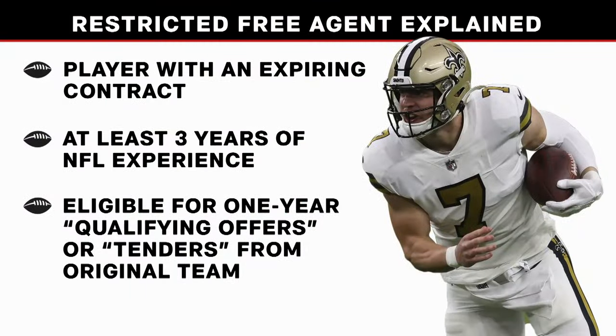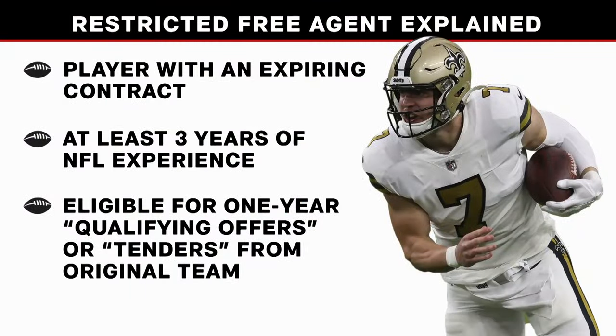Brees was able to negotiate a five-year deal before the start of the season. The more common version is the non-exclusive tag. For a slightly lower price, it can lock up a player for another year, but does not prevent that player from negotiating longer-term deals with other teams. If a player signs elsewhere, his original team is granted two first-round picks.